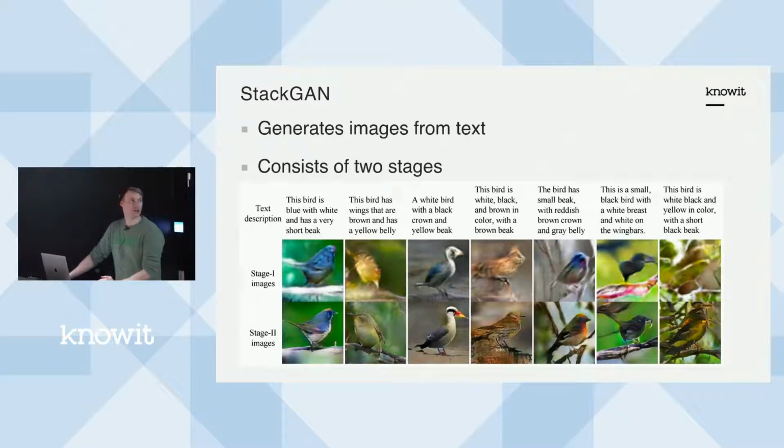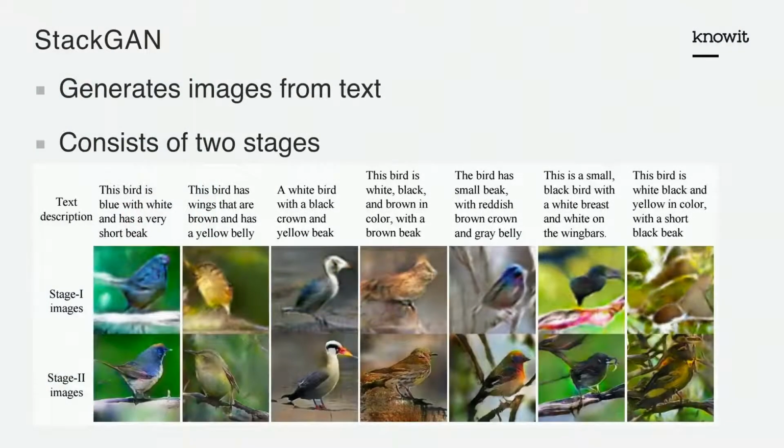Another network, which is really cool, is the StackGAN. In this example, it takes in a text, and it generates a bird which resembles the text. For the first image, we have a blue and white bird with a short beak. When we look at the final image, it indeed resembles, at least, a bird with a short beak.